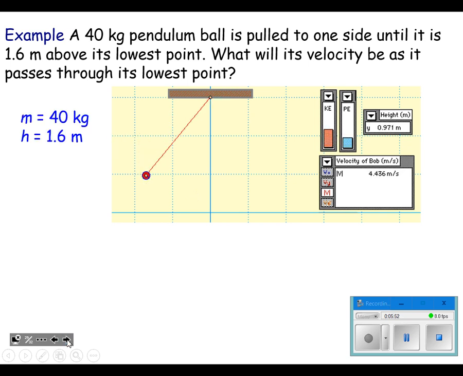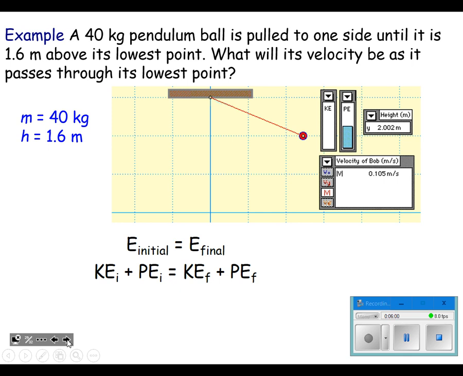I know its mass. I know its height. And I know the energy at the beginning has to equal the energy at the end. Right here it stops. So do I have kinetic energy at the beginning and do I have potential energy at the beginning? Well, it's not moving, so I don't have any kinetic energy at the beginning. But at the very bottom, I also know that my height is 0. So if the height is 0, then I don't have any potential energy at the bottom. So I'm going to be able to cancel those values out.